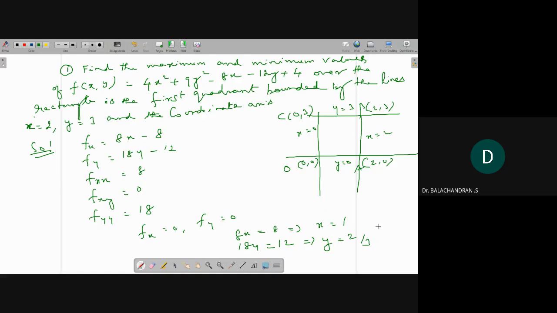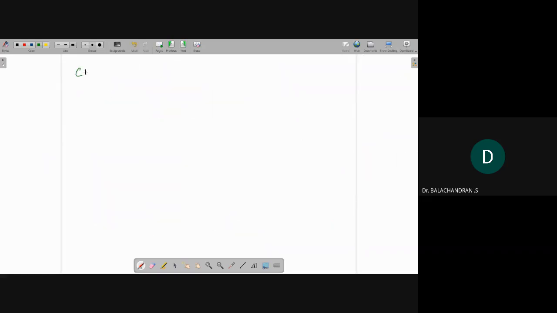So the critical point is 1 comma 2 by 3. So that is inside the rectangle. Inside the rectangle, the critical point or stationary point is 1 comma 2 by 3. Okay.